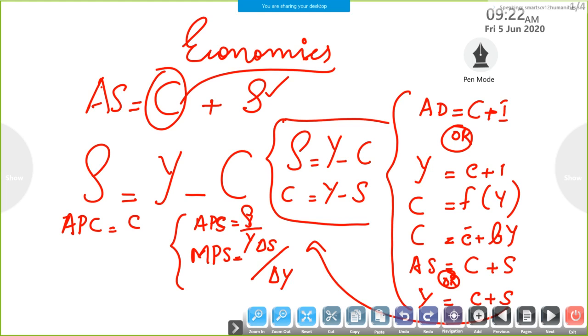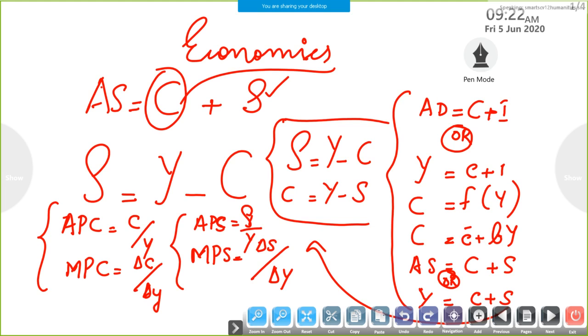APC is equal to C by Y and MPC is equal to delta C by delta Y. Why I am using all these? We need daily, you should revise all these formulas; we need them for numericals. Okay, so this much formula we got. Like statistics, you have to practice daily.